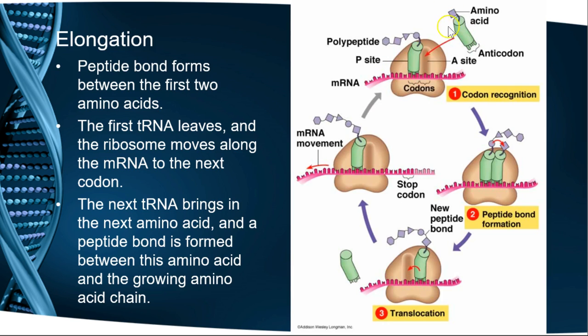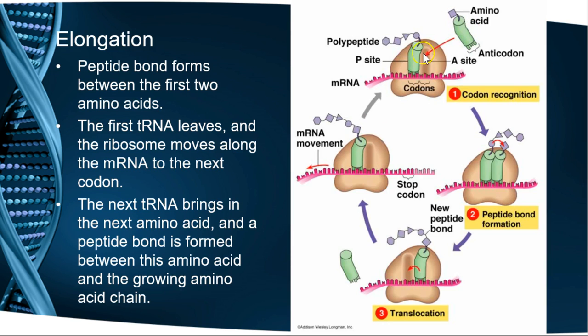Now we're ready to start again because the A site is open. So we get a new guy come in. The growing polypeptide shifts over to that tRNA that's in the acceptance site. The peptide bond is formed. The peptide bond is what holds the amino acids together. And then the ribosome moves. The tRNA that's in the P site gets kicked out. The tRNA that is in the A site moves to the P site. And now the A site is open again.